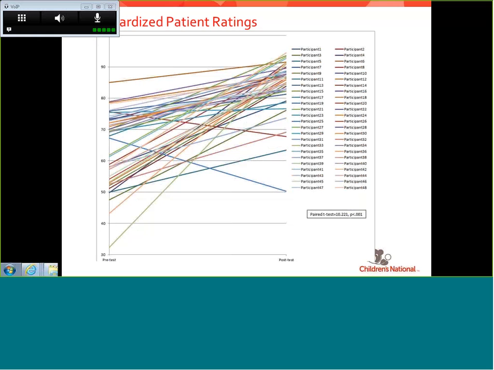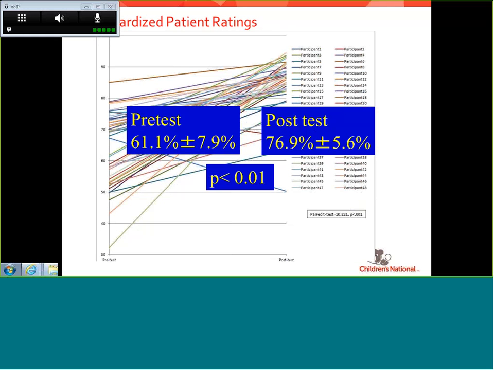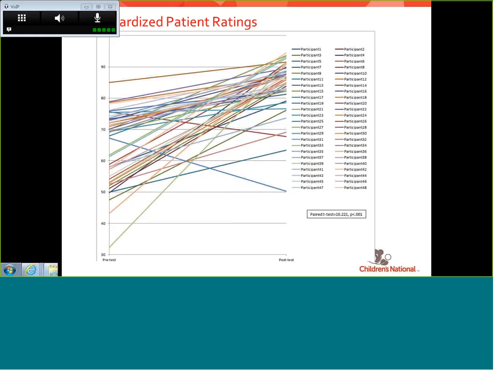The standardized patient rating also changed from 61 to 76% of cases. Every time I look at this slide, I still don't understand why there would be a couple of residents whose performance dropped. Still don't understand it.